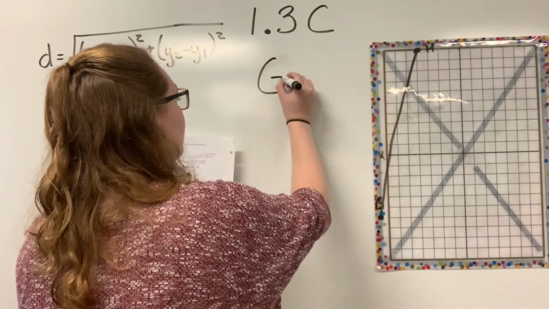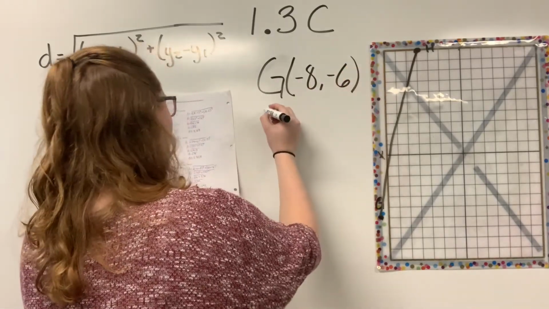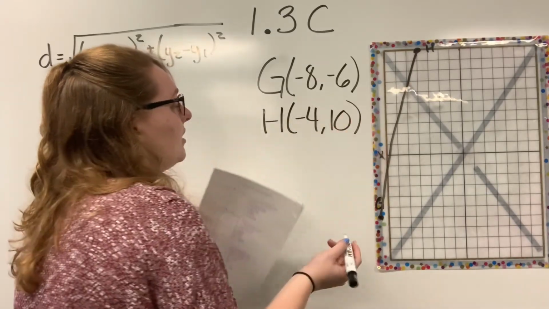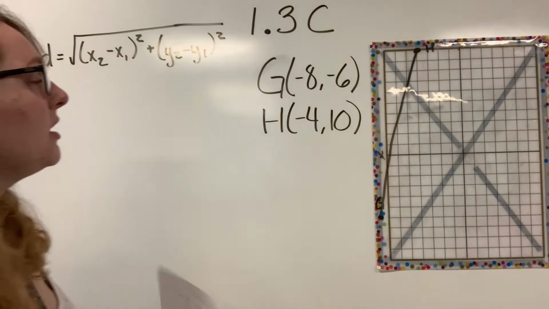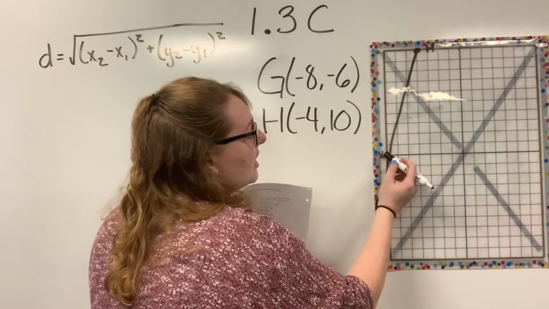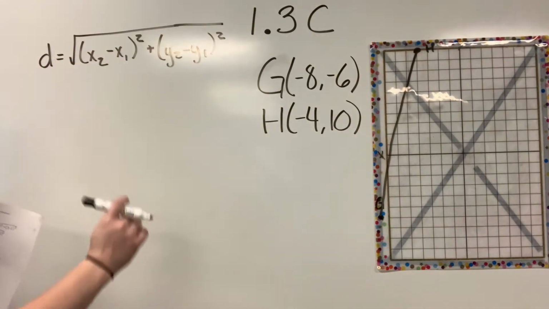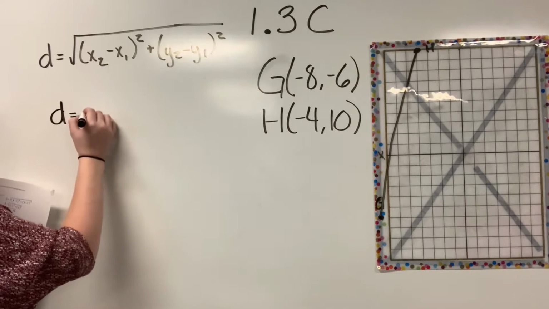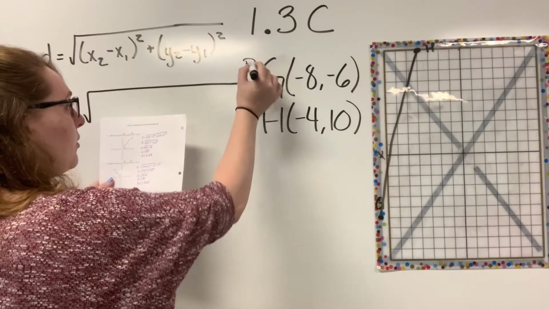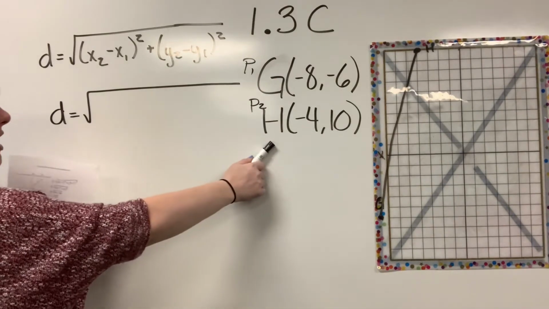We have a point G at -8, -6, and a point H at -4, +10. Okay, so I'll show you how I got to G. From our origin, I counted left 8 because we have a -8. And from there, I counted down 6 because it's a -6. All right, let's set up our formula. We have D is equal to our big old square root. I'm gonna make G a point 1 and H a point 2.